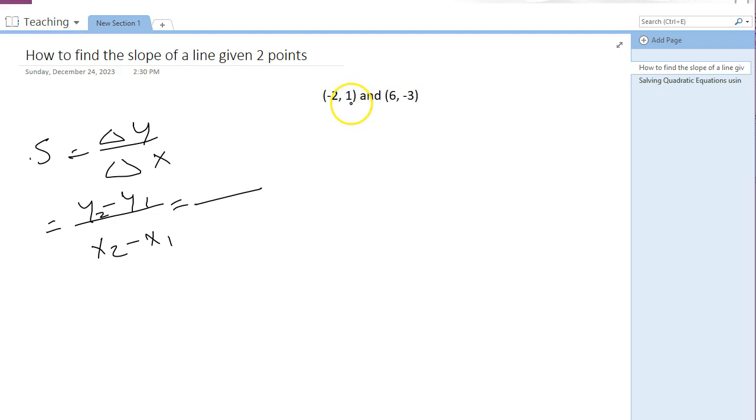y1, y2. So y2 is -3 minus y1, which is 1. x2 is 6 minus -2.